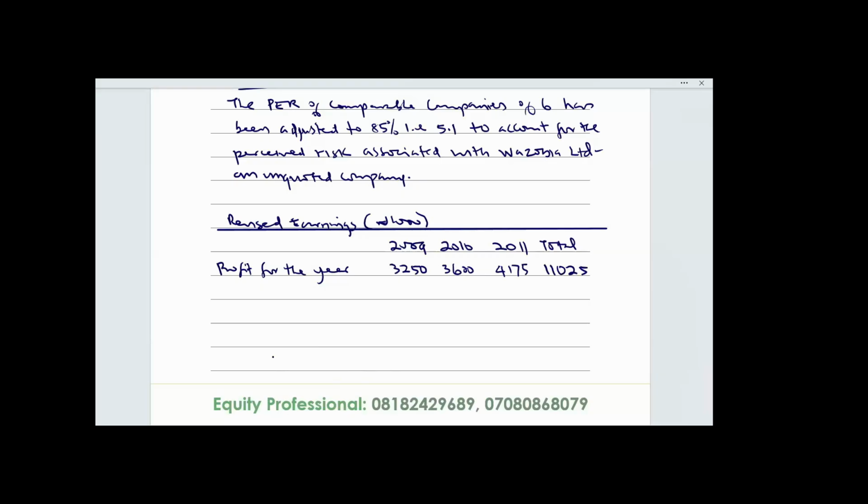Ordinarily, I'm supposed to divide that total profit of 11,025 by 3 years, so it will give me the average. But you can't do that because before arriving at this profit, the examiner told us in the question that it was discovered that inventories were overvalued at the end of 2008 by 600,000 naira.